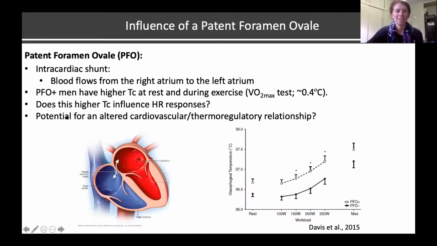Our lab is very interested in studying people with a patent foramen ovale, or a PFO. This is an intracardiac shunt. In these people, blood flows directly from the right atrium to the left atrium, and this blood bypasses the pulmonary circulation.